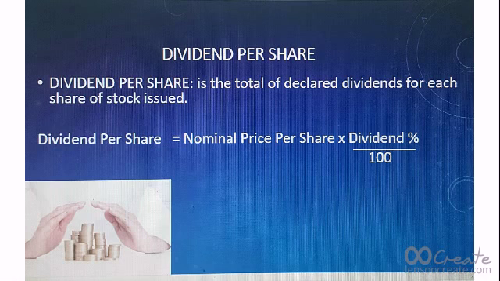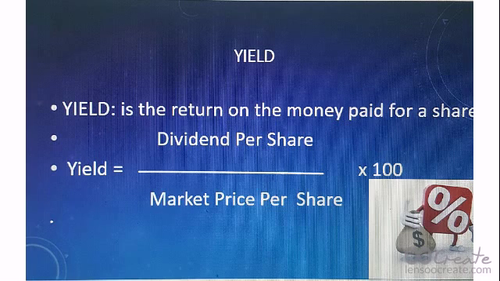Let's look at an example. We'll assume the nominal price per share is 20, times, suppose the dividend percentage is 10, you divide it by 100. Therefore, you end up with an answer of $2. This is how you calculate dividend per share. Let's move on to the next.